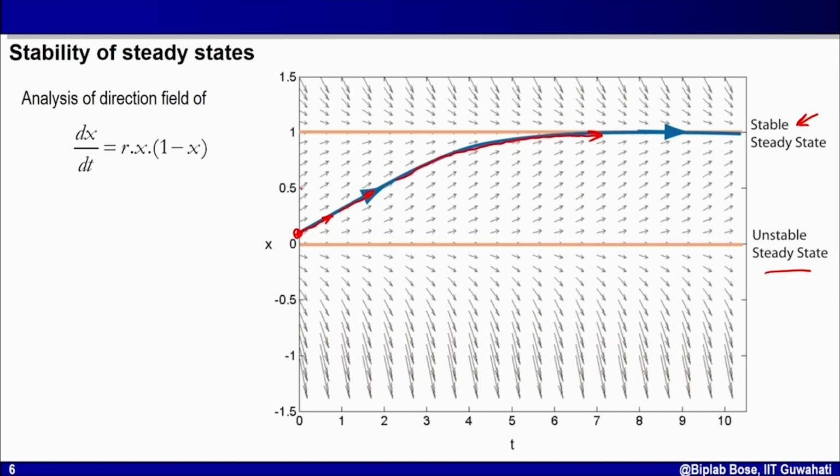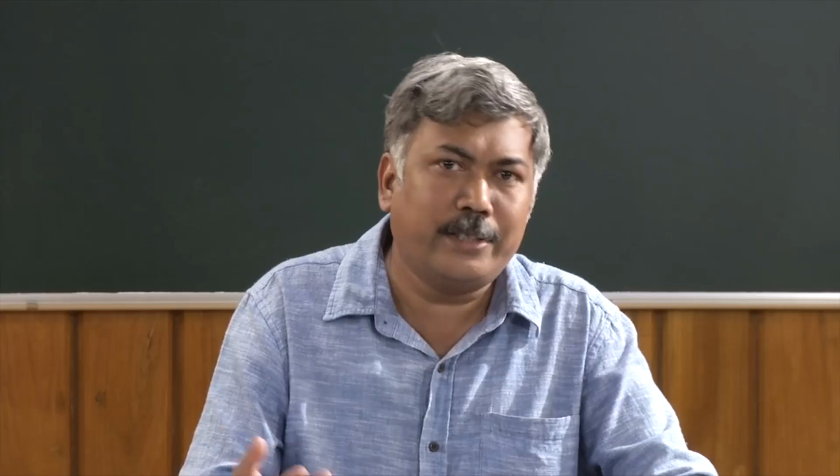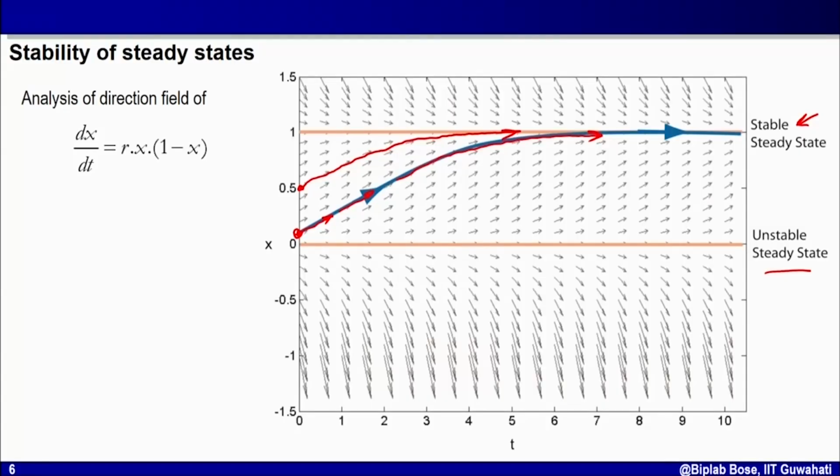If I take another point, suppose at t equal to 0, x was 0.5, then following these arrows the system will again collapse at the stable steady state, x equal to 1. In this particular problem, x can vary from 0 to 1. So any negative value of x does not make any biological sense. Any value of x bigger than 1 also does not make any sense, because we are measuring the fraction of people who are infected with the disease.